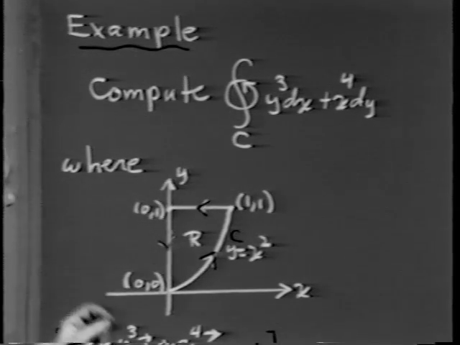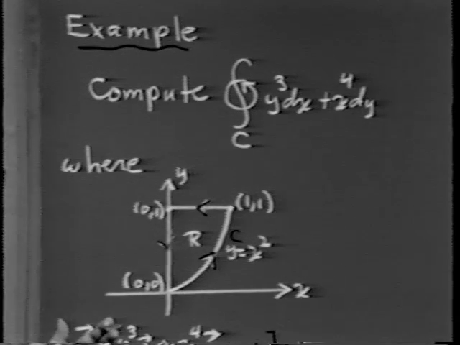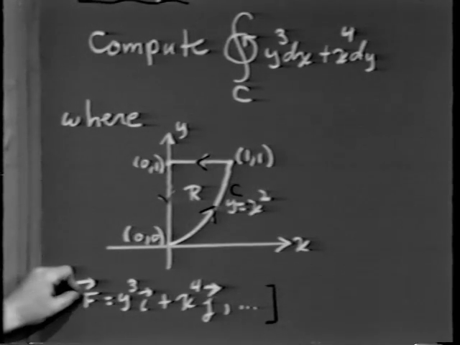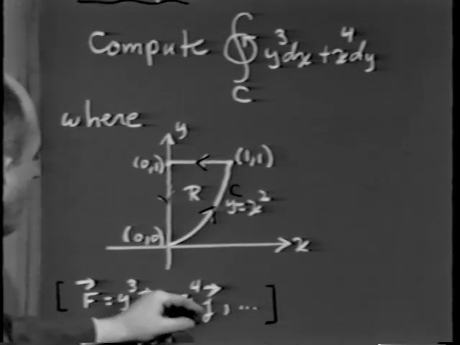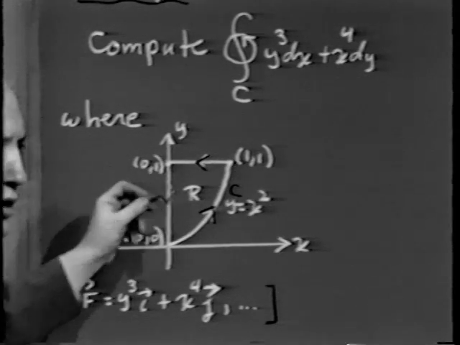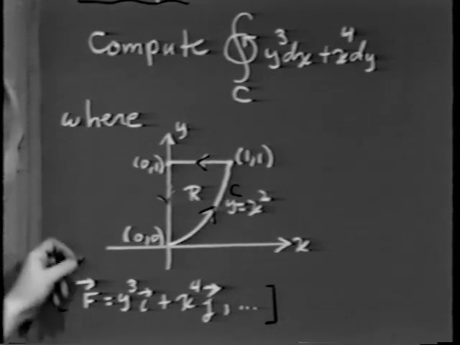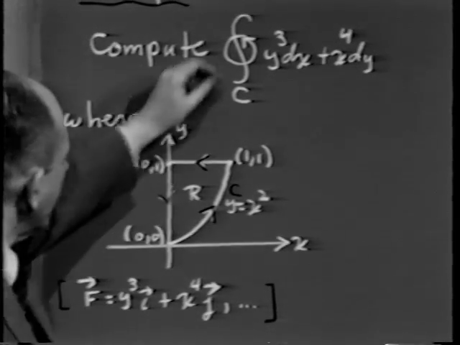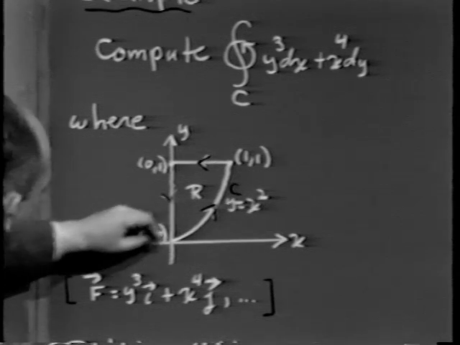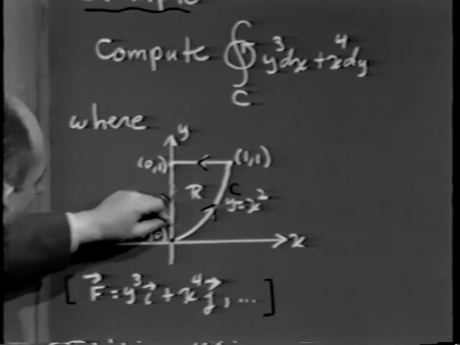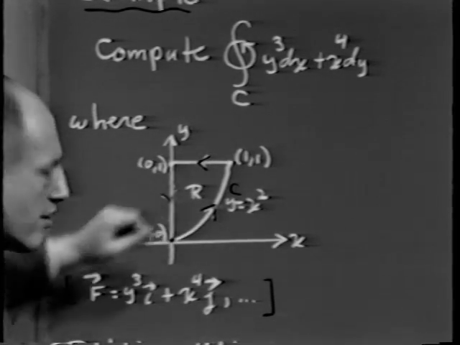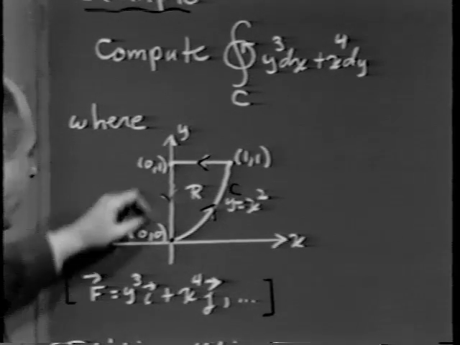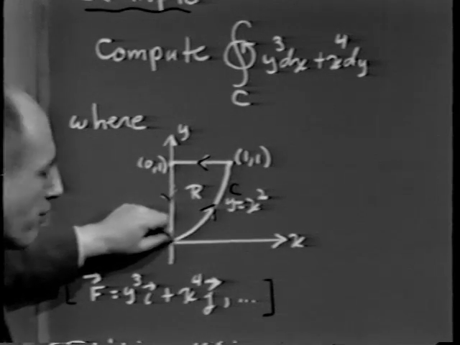And again, if you want to see this in terms of our lecture of last time where we talked about work and force, imagine that my force is defined in the xy plane at any point x comma y to be y cubed i plus x to the fourth j, meaning dr, as usual, will be dx i plus dy j. And what we're saying is that this particular integral represents the work that would be done if a particle were starting at the point 0, 0 and being moved along the curve C so that it returns to the point 0, 0.